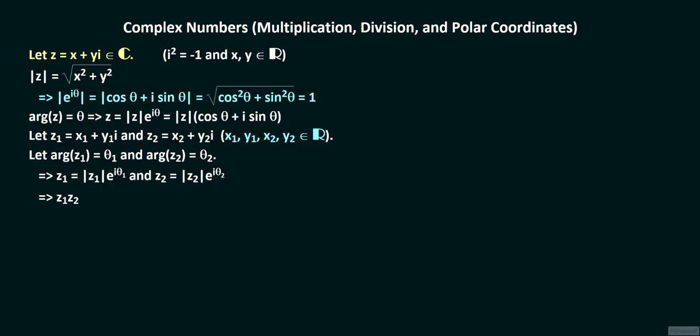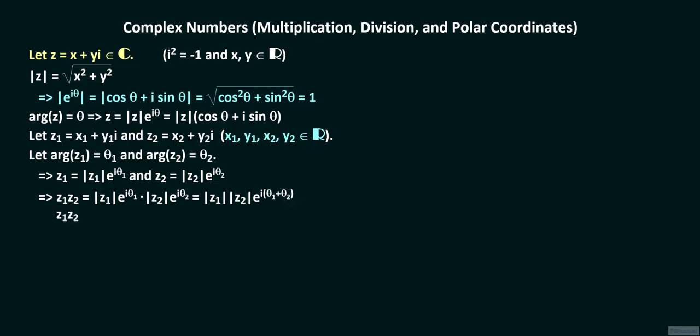Then, z sub 1 times z sub 2 equals the absolute value of z sub 1 times e raised to the power i times theta sub 1 times the absolute value of z sub 2 times e raised to the power i times theta sub 2. We still add exponents of exponentials when multiplying exponentials with the same base, even when the exponents are imaginary, so that z sub 1 times z sub 2 equals the absolute value of z sub 1 times the absolute value of z sub 2 times e raised to the power i times theta sub 1 plus theta sub 2.